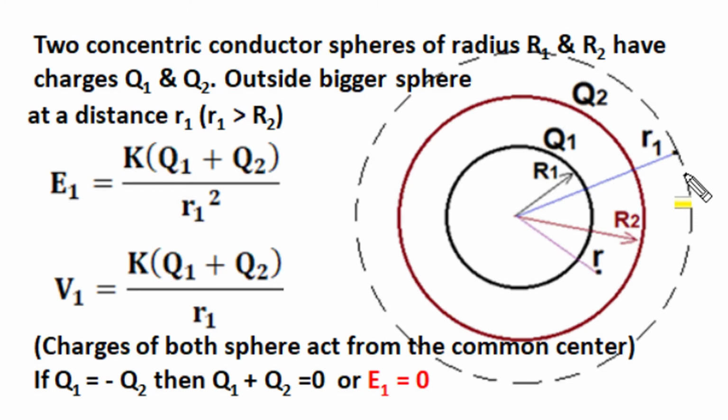To find the electric field at this position at a distance R1 from the center, we construct a Gaussian surface. For spherical charge, it is a common center sphere passing through the observation position, and we know as per Gauss law, the total flux coming out of this Gaussian surface of radius R1 is equal to the ratio of the sum of charge enclosed, that is Q1 plus Q2, divided by the permittivity of medium epsilon naught.